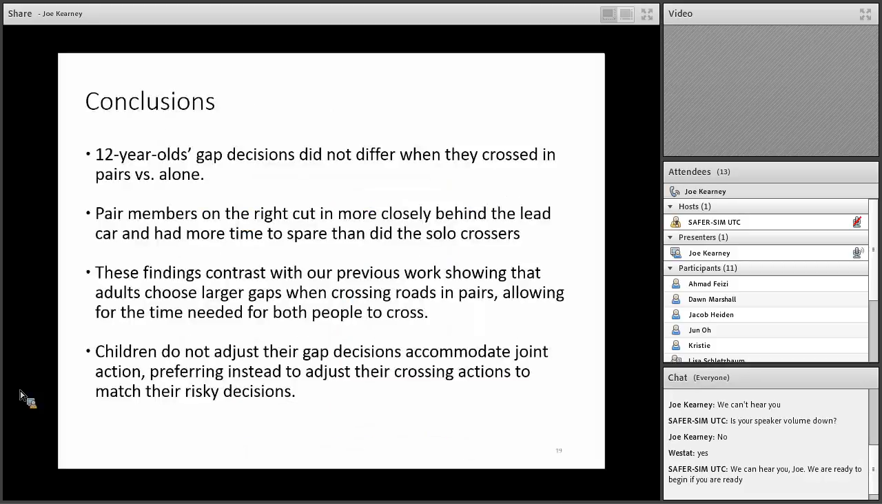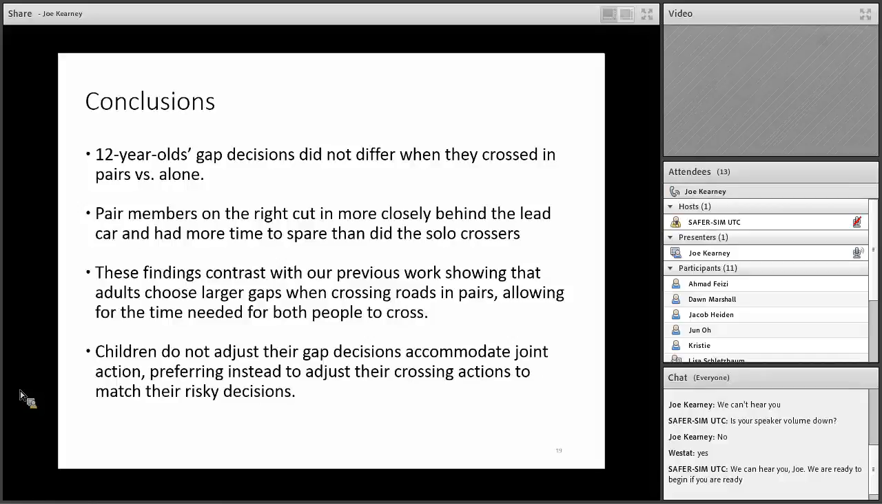So here again, the summary is that the 12-year-olds' gap decisions didn't differ when they crossed in pairs versus alone, and the pair members on the right cut in more closely behind the lead car and had more time to spare than the solo crossers.